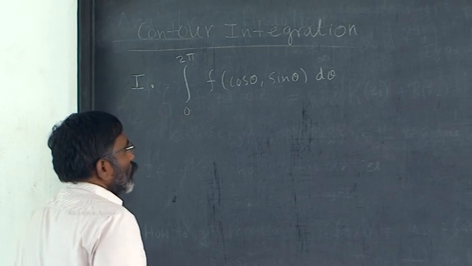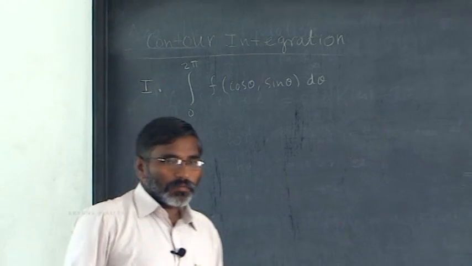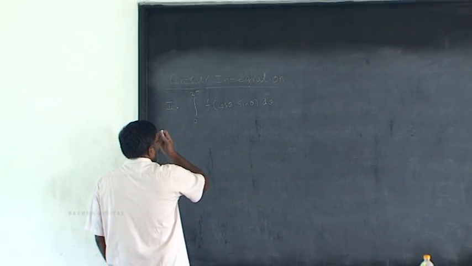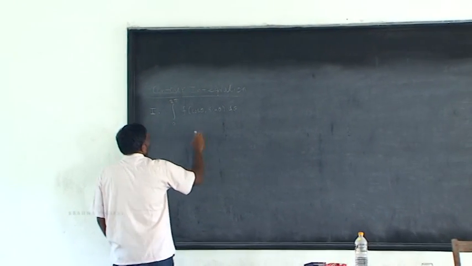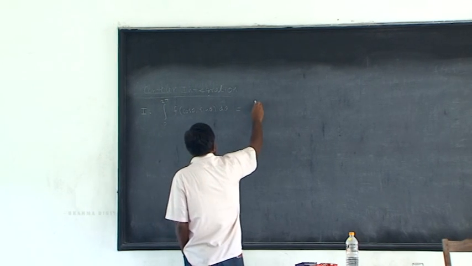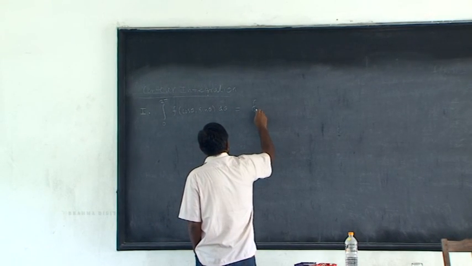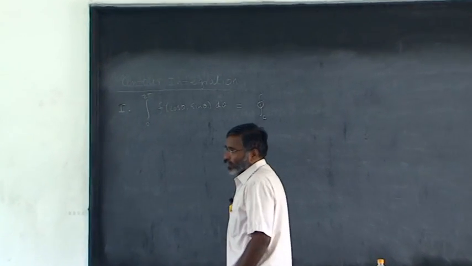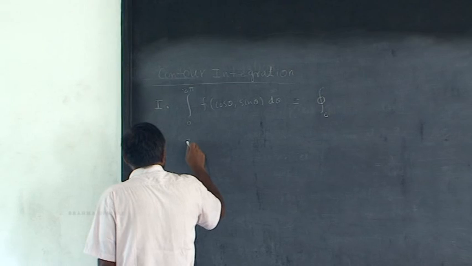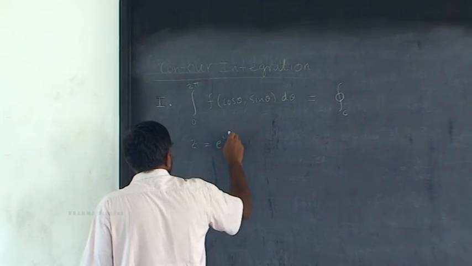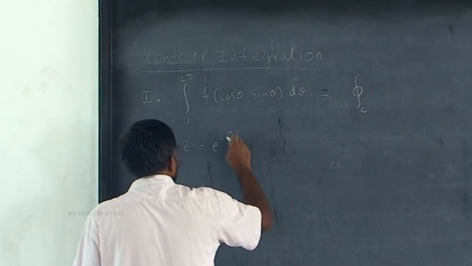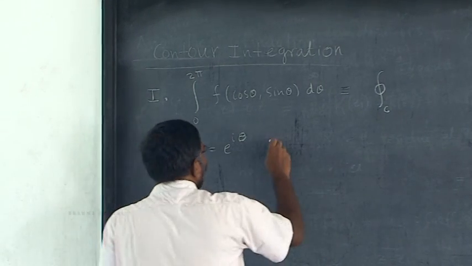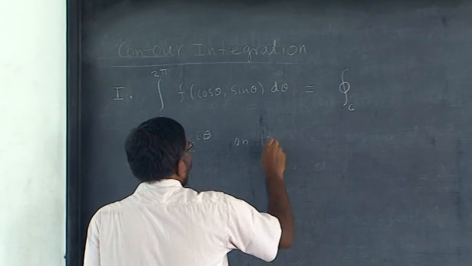Now you can actually do the following. You can write this integral as an integral over a unit circle, where z is equal to e power i theta, the unit circle, correct? Z is equal to e power i theta on the unit circle, mod z equal to 1.